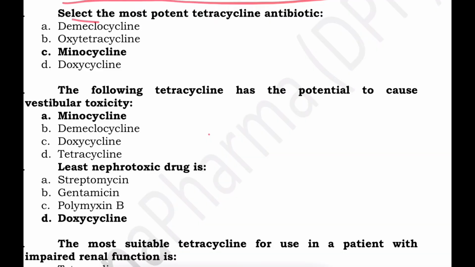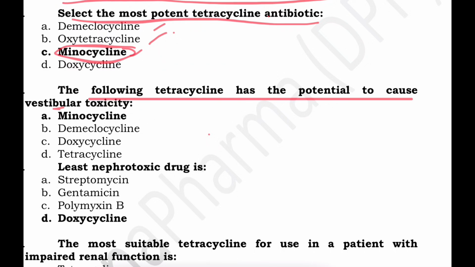Select the most potent tetracycline antibiotic. The most potent tetracycline antibiotic: demeclocycline, oxytetracycline, minocycline. So the answer is minocycline. The following tetracycline has the potential to cause vestibular toxicity. Which tetracycline causes vestibular toxicity? Minocycline. It causes ataxia, it causes vertigo, and it causes nystagmus.